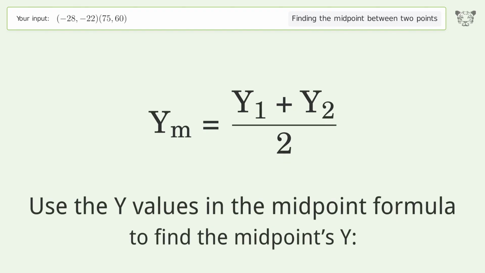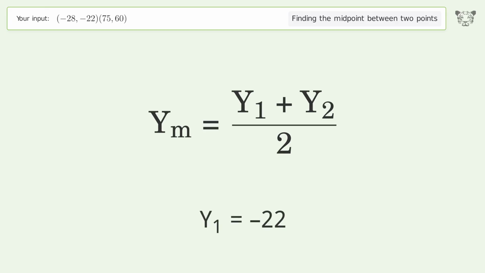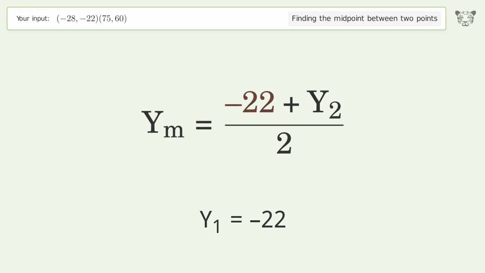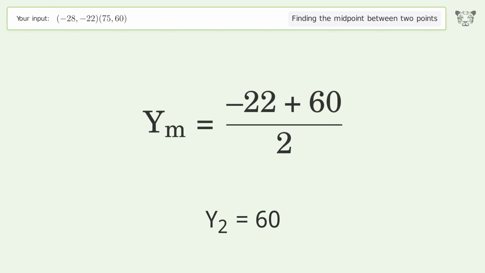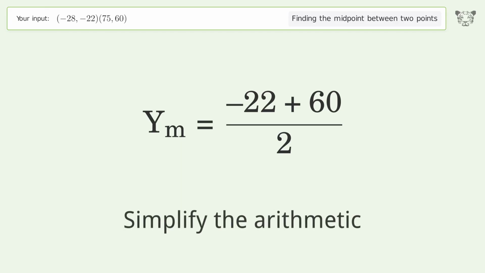Use the y values in the midpoint formula to find the midpoint's y. y1 equals -22. y2 equals 60. Simplify the arithmetic.